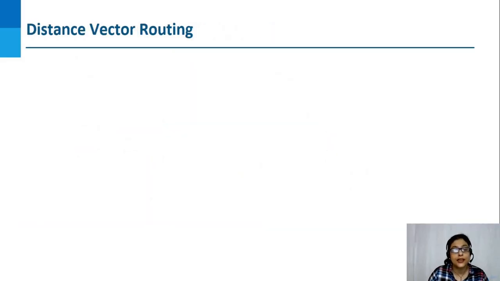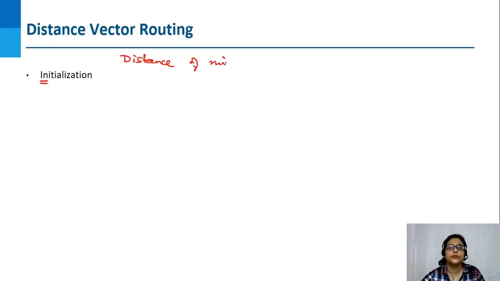Let us first understand distance vector routing. In distance vector routing, there are several steps. The first step is initialization. Actually, distance vector routing creates the distance of minimum cost between the nodes of the network.